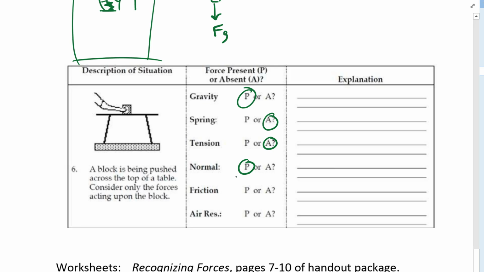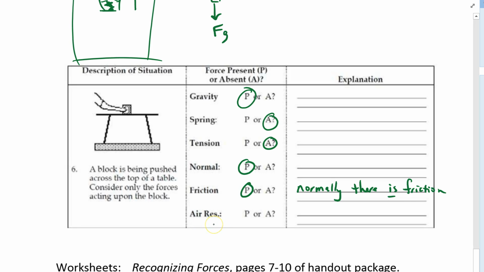Is there friction? Well, it doesn't say anything here about ignoring friction, or if you see the word rough, then you for sure would put friction in here, so it's a bit of a judgment call. I would say in my real world experience, if I push a block across a table, there would be friction. So I'm going to say present. Nowhere in the question did it say ignore friction or frictionless.